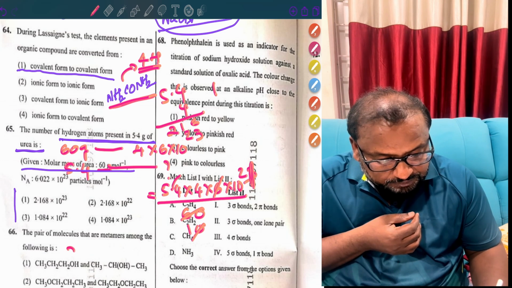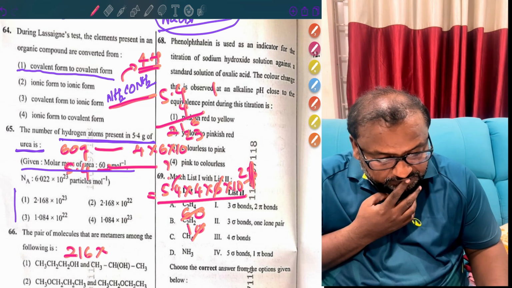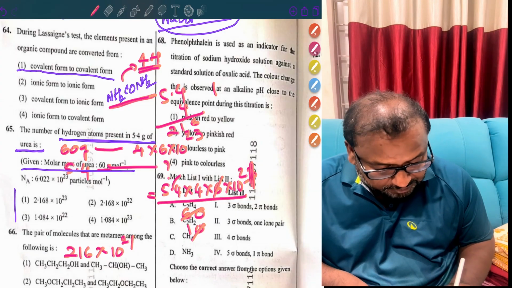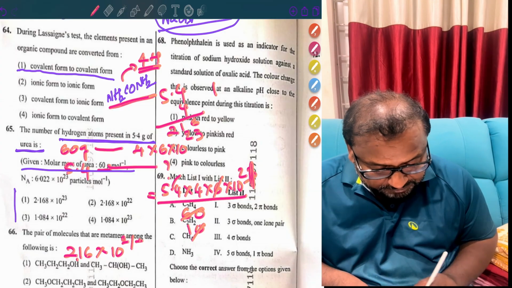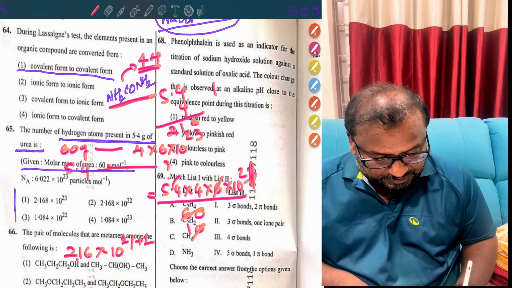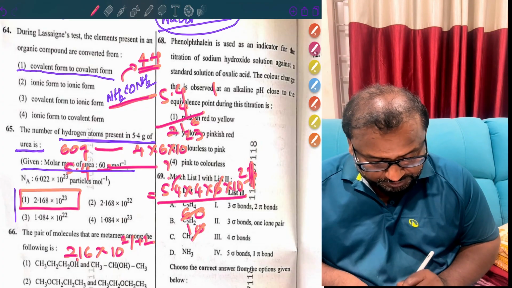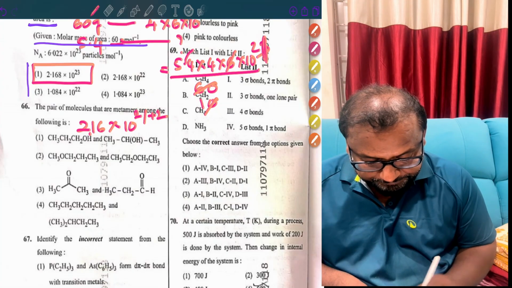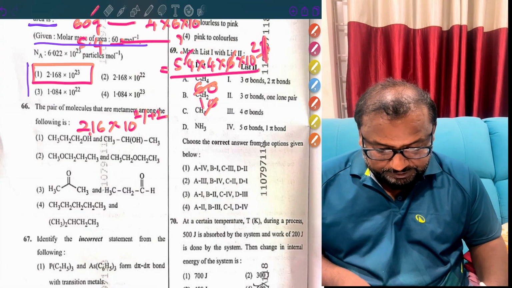So 21. So there is no decimal, 216. So answer is 216 into 10 power 21. Or I'll decrease 2 times, so I add 2 here. So answer should be 2.16 into 10 power 23. First option is the answer.